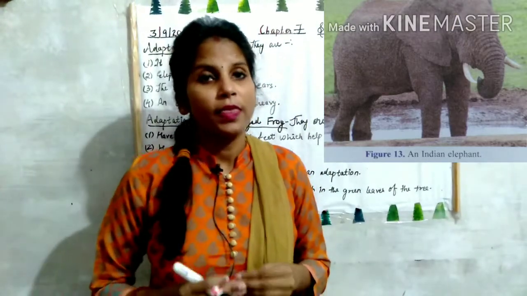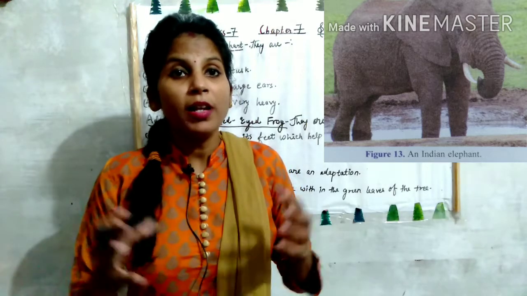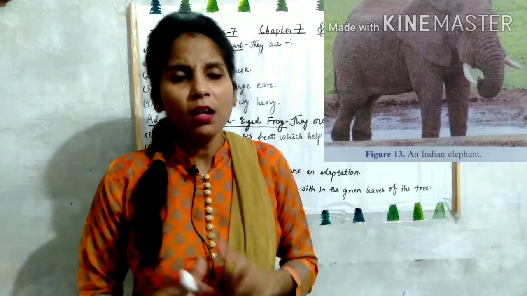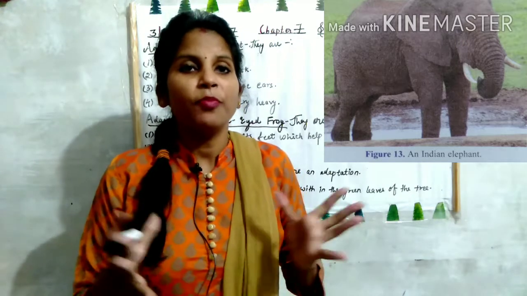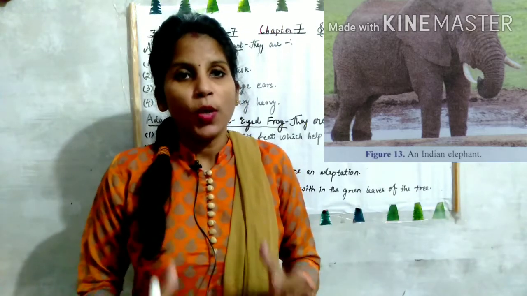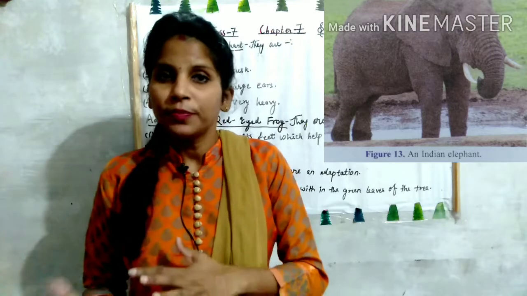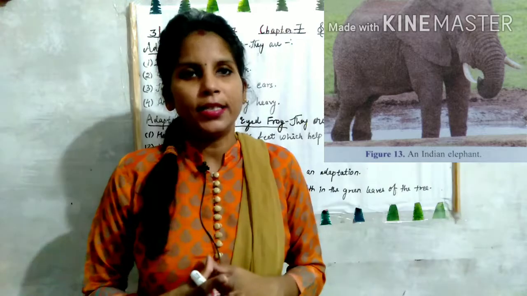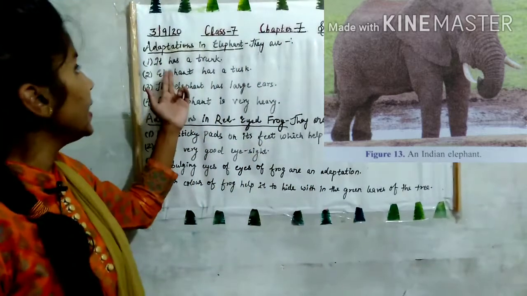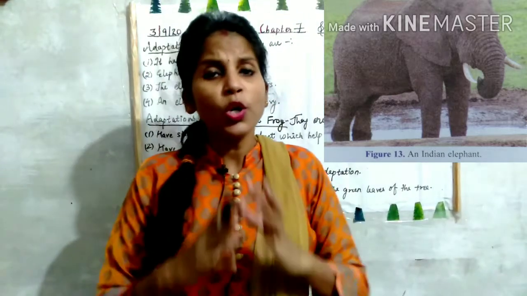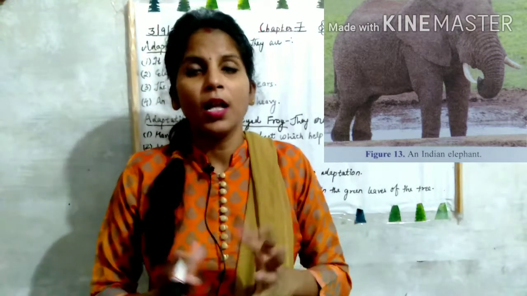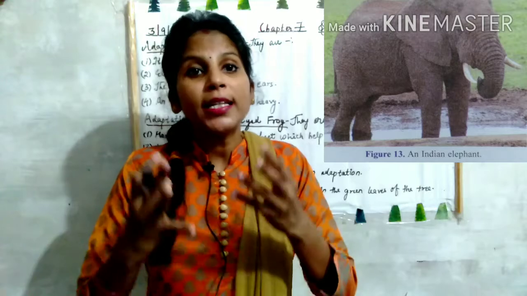As we all know that elephant is a very large animal and it is one of the animal found in the tropical rainforest. It has many adaptations through which it can easily adapt to its surroundings. So let us study about it in detail. The first one is it has a trunk. Trunk means what? You have seen that elephant is having a trunk. Actually it's an elongated nose.